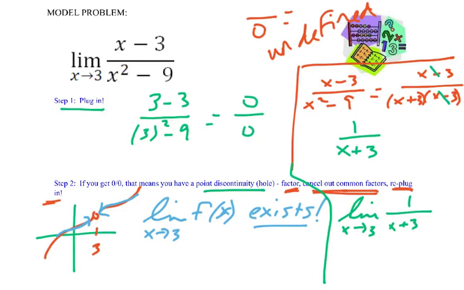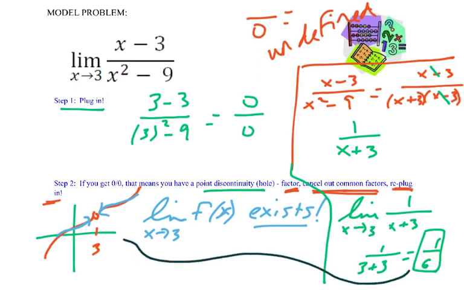So now when I go and replug back in 3, I'm going to get 1 over 3 plus 3, which is 1 over 6. That is the answer to my question. That would be the y value that my function is approaching as I get closer and closer to x equals 3. Okay? So again, if we get 0 over 0, that means that we have a hole in the function, and we are going to then follow these steps.